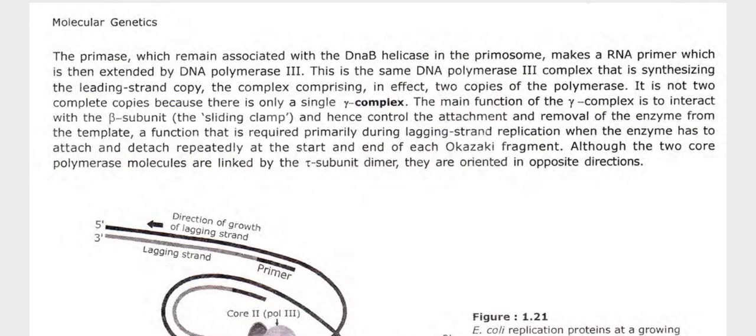This is the same DNA polymerase III complex that is synthesizing the leading strand, the complex comprising in effect two copies of the polymerase. It is not two complete copies because there is only a single gamma complex. The main function of the gamma complex is to interact with the beta subunit, the sliding clamp, and hence control the attachment and removal of the enzyme from the template.